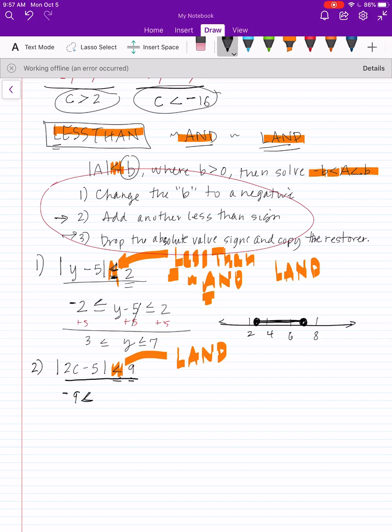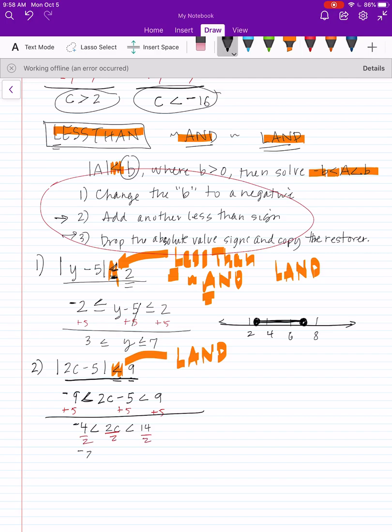And then you drop the absolute value signs and you just copy the rest. Not changing it, keeping it exactly the same, except you just drop the absolute value signs. All right, now we got to isolate just like we did in inequalities. So that gives you negative 9 plus 5, which is negative 4, which is less than 2c, which is less than 14. Divide by 2, divide by 2, divide by 2.